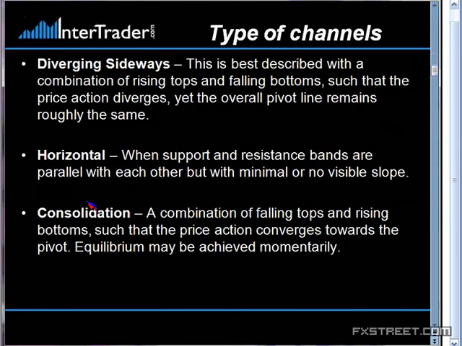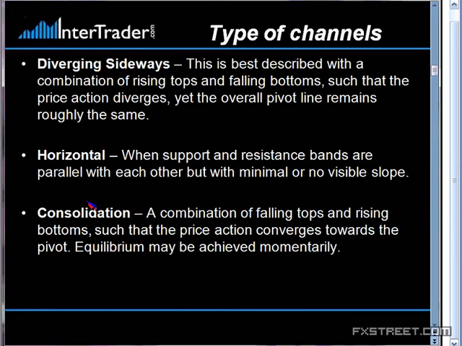So for the types of channels, we also have diverging sideways. This is best described as a combination of rising tops and falling bottoms, such that the price action diverges, yet the overall pivot remains roughly the same. Simply put, that's when the market moves between two fixed points and looks for equilibrium. It looks to find value when it bounces off these levels of support and resistance.